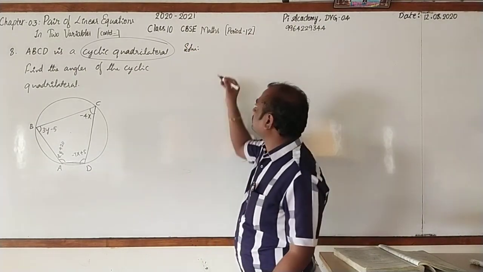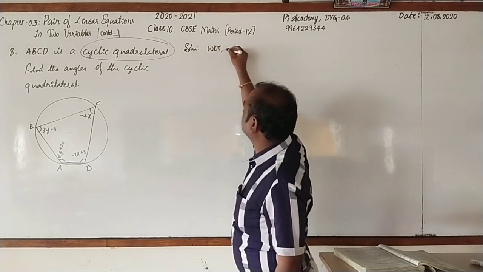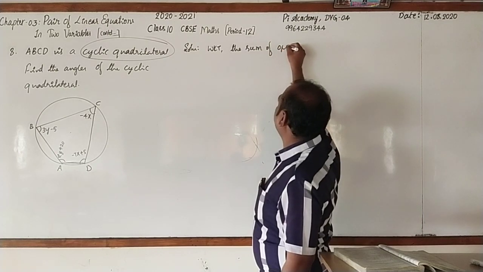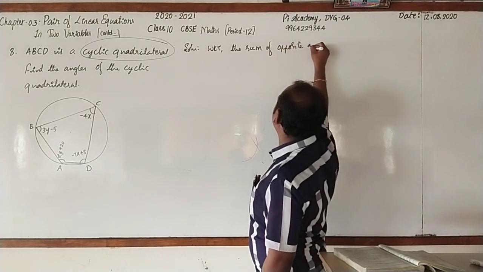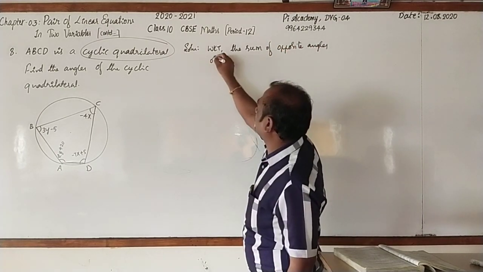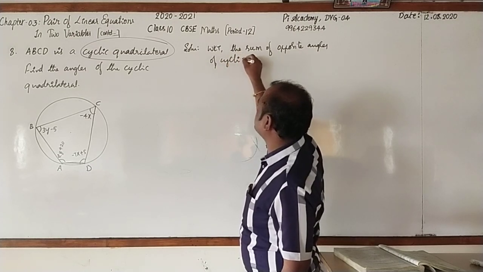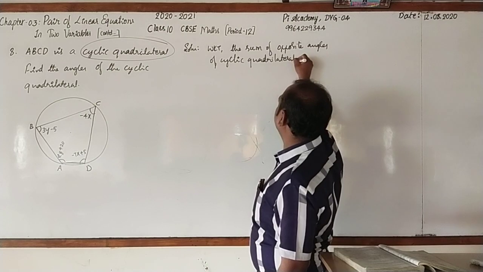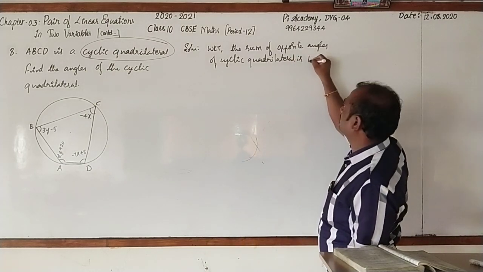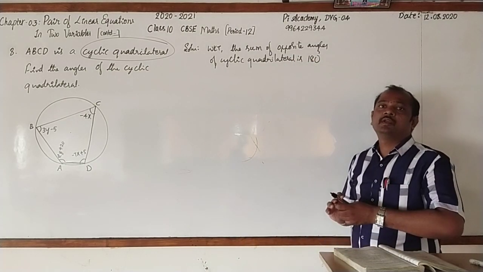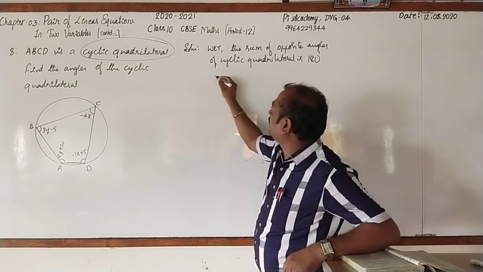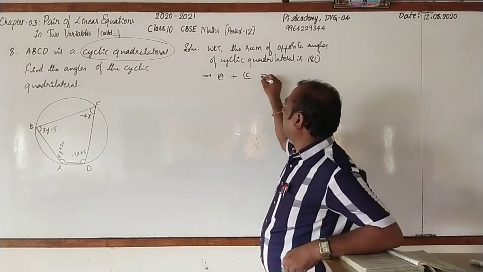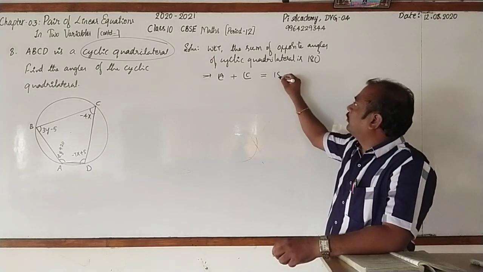Solution. We know that the sum of opposite angles of a cyclic quadrilateral is how much? 180 degrees. And we all know that angle A is opposite to angle C, and their sum will be 180 degrees.